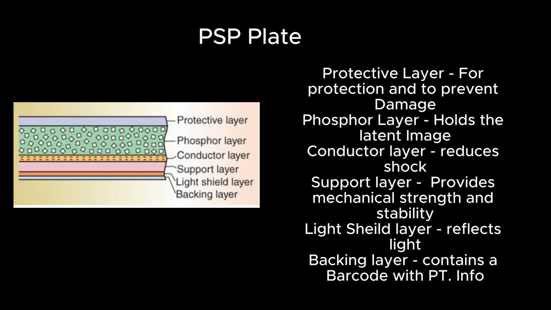Then there's the light shield layer, also called the reflective layer. It keeps light moving in the right direction during scanning so your image doesn't get blurry or weak. And finally, we have the backing layer. It's what holds the barcode. That barcode links the image to the patient's information.